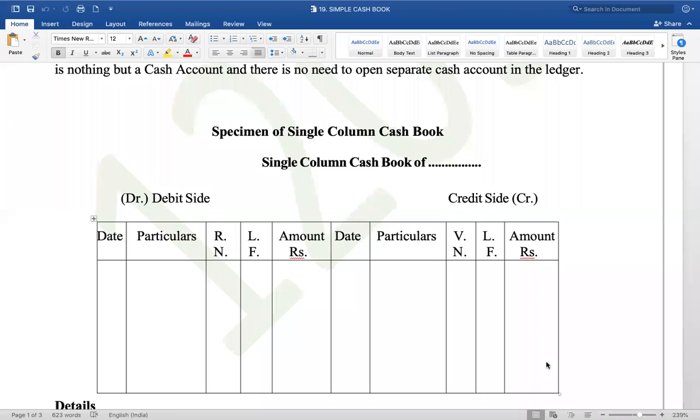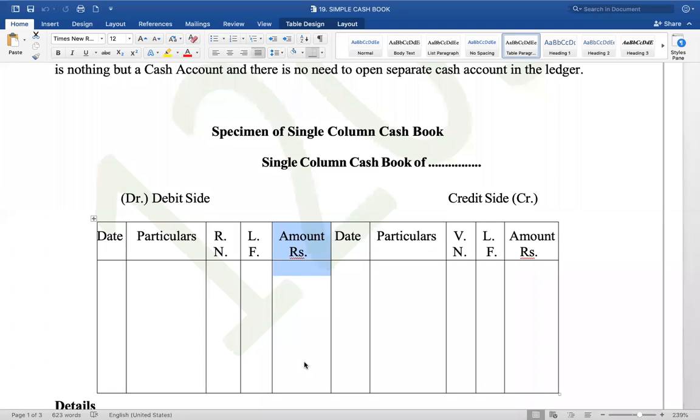There's only one amount column, therefore it is single column cash book. And don't say, sir, there are so many columns. No, we are not bothered about that. The amount column is only one on debit and credit side. Okay, one on debit side, one on credit side. So therefore, we are calling it single column cash book or simple cash book. Simple cash book.